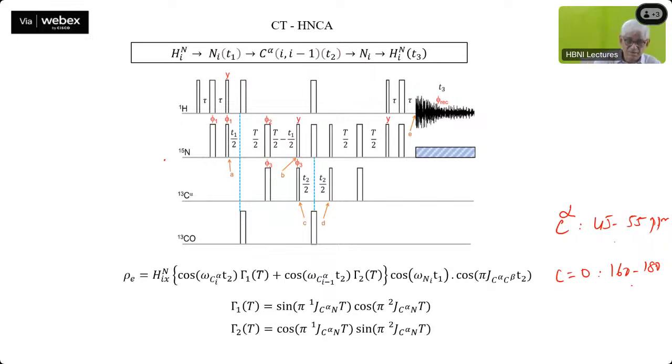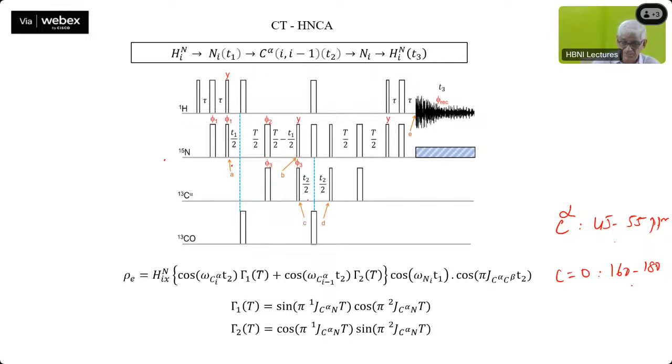So the experiment goes in this manner. The transfer process is indicated here. You start from the amide proton that is here. You transfer to the nitrogen, nitrogen to the C alpha. Then you label this nitrogen during this period. This is the constant time period, and during this the nitrogen is labeled.